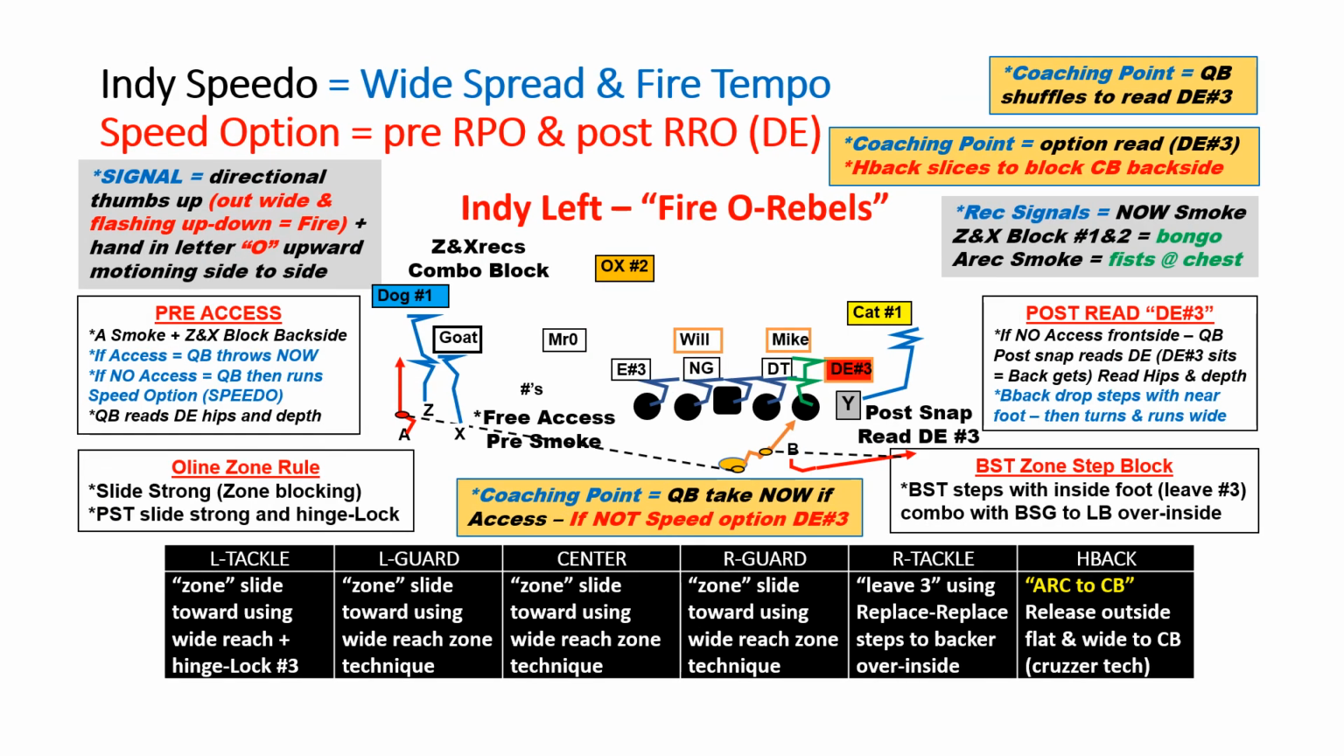Last are some complementary concepts as you build the system. First is speed option. We're going to go Indy left. Again, the quarterback will first look pre-snap for the smoke screen. If he doesn't have numbers, then we're going to go post-snap run option on the defensive end, running our speed option to the right. Great with a dual threat quarterback.